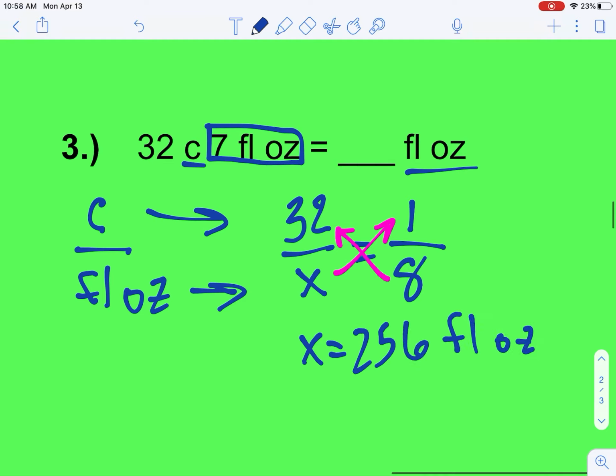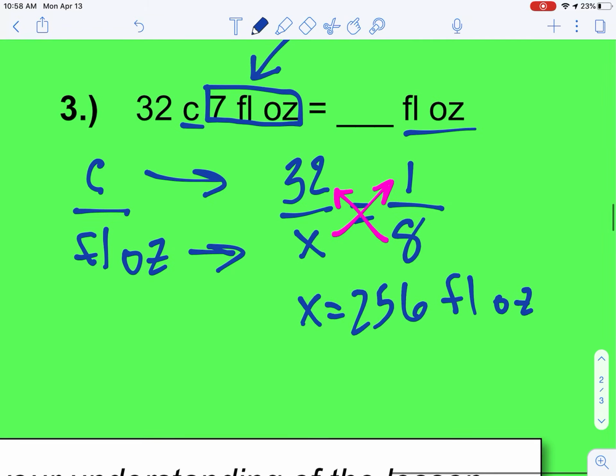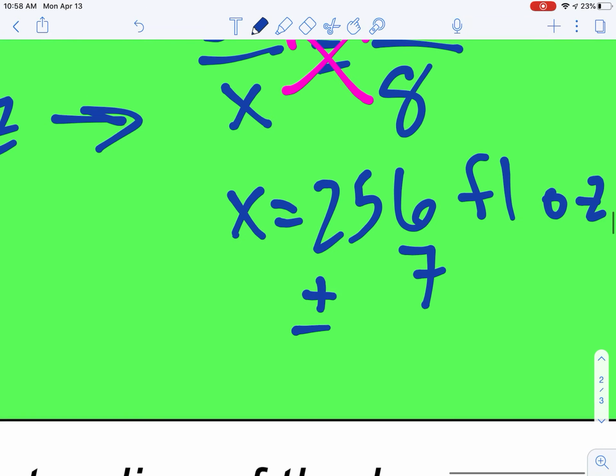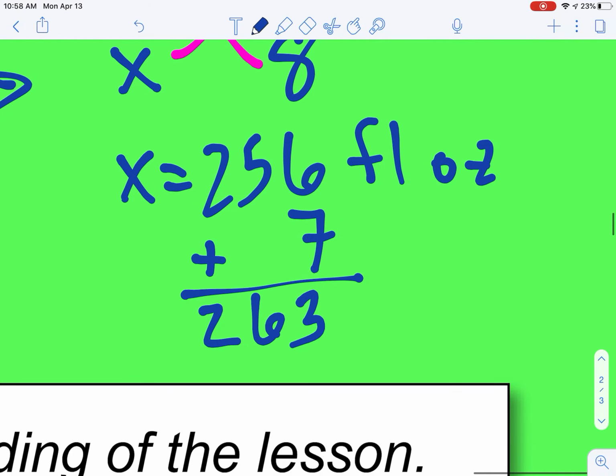Now what I just did was I changed 32 cups into fluid ounces, but if we take a look at our problem, we had 32 cups and 7 fluid ounces. So I need to take my 7 and add it to my answer to get 263 fluid ounces.